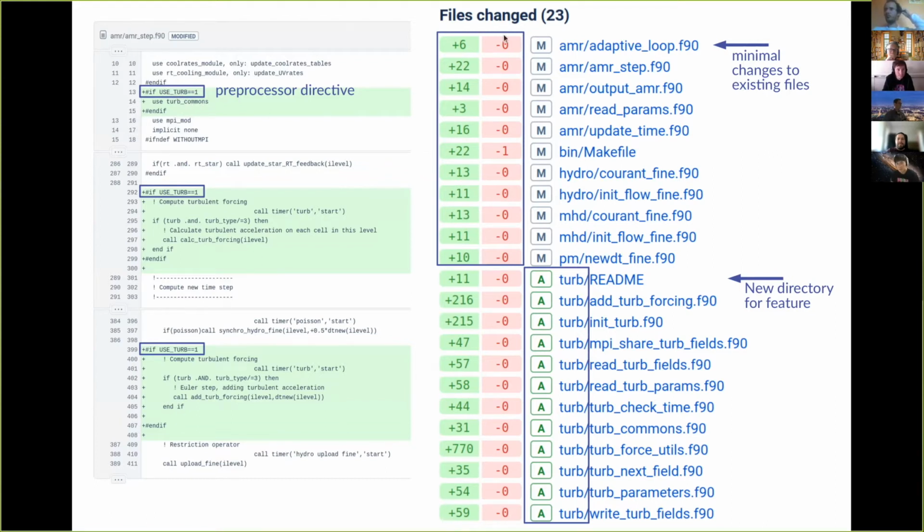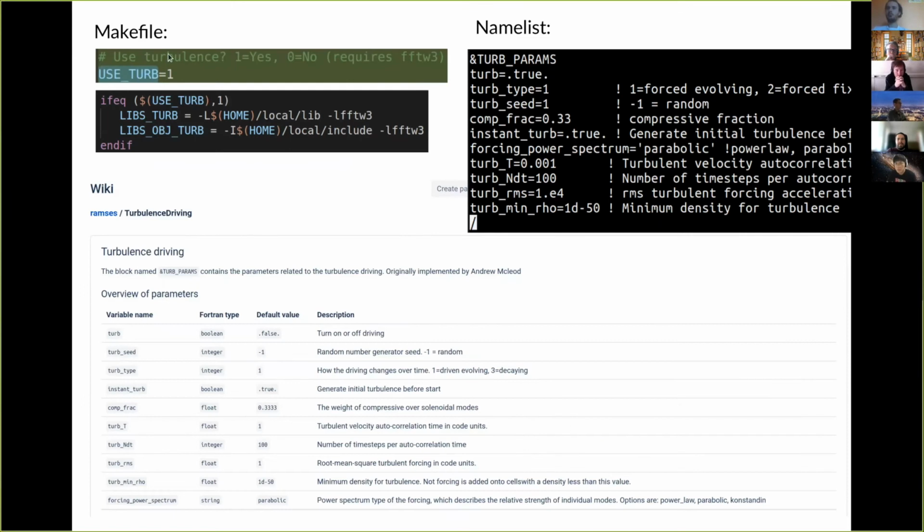So I ported it, and as you can see, there are already minimal changes to existing files. And we have this new directory called turb, where we add all of the stuff related to the turbulence module. I just added this README to explain how to install FFTW3 if it's not available on your system. So in the makefile, you can choose whether or not to compile with turbulence, and you can change the path to FFTW3 here in this location.